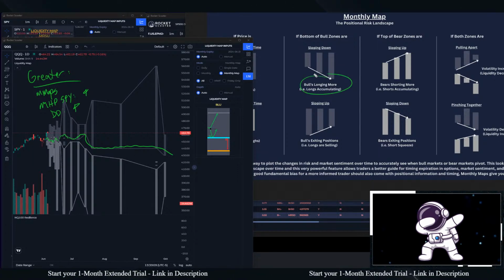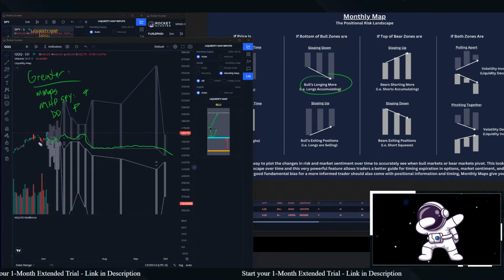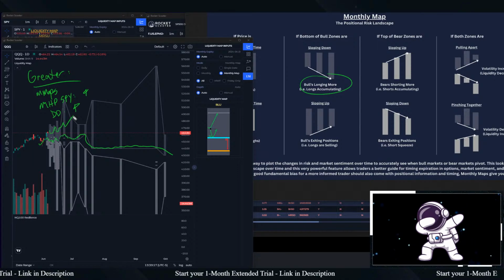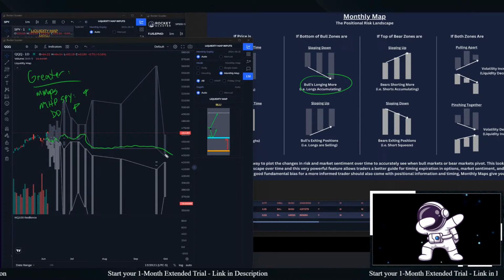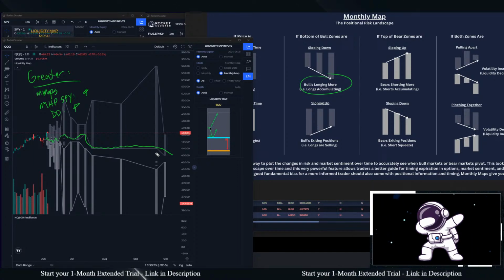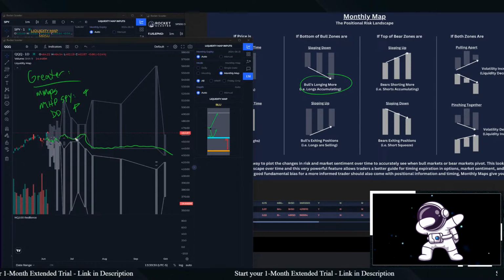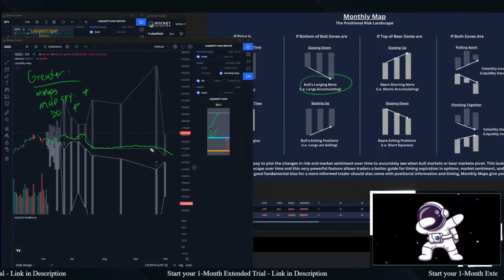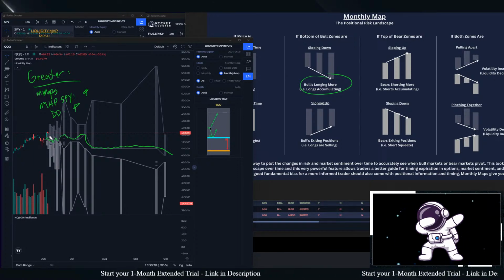Bulls are longing more. We're in accumulation phase. Bulls are buying the dip, buying the dip, buying the dip. So every dip is likely going to get bought up until the conditions change. The market is structured this way. Monthly map is literally the strongest tool you have for seeing the future of the market, because these are people's positions in the future. It's revealing the future to you through options. These people are holding these positions. There's no analysis going on here. This is just revealing what is.